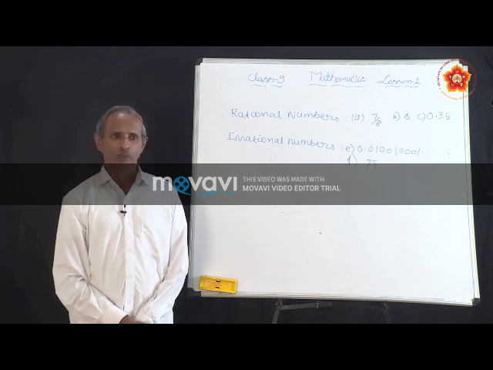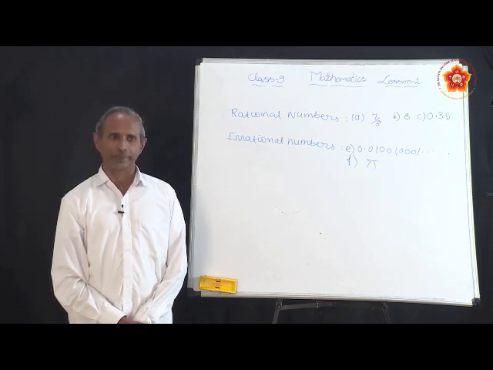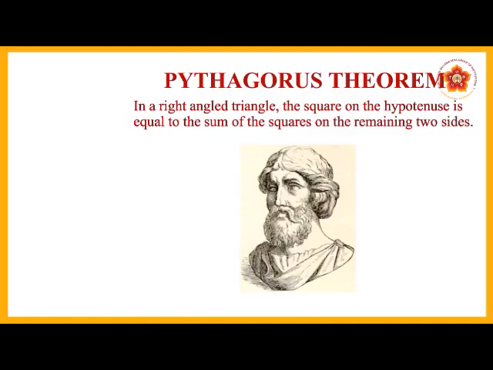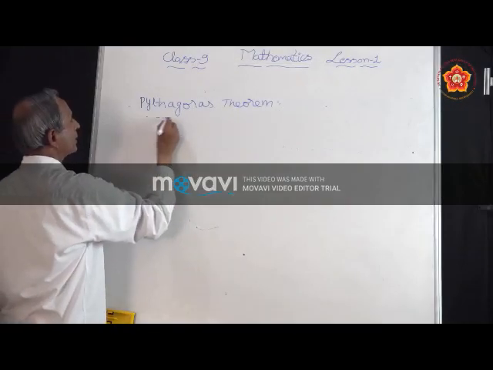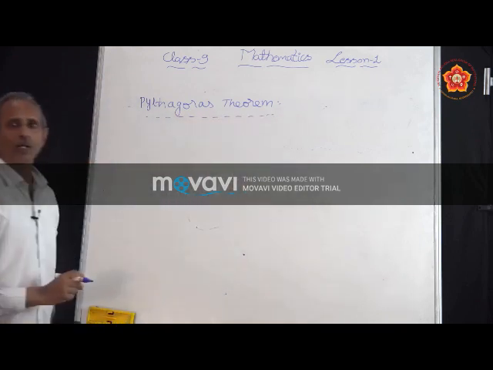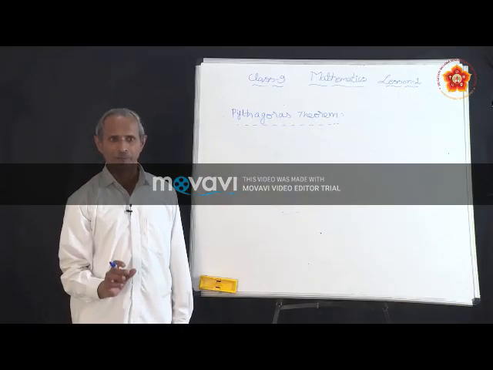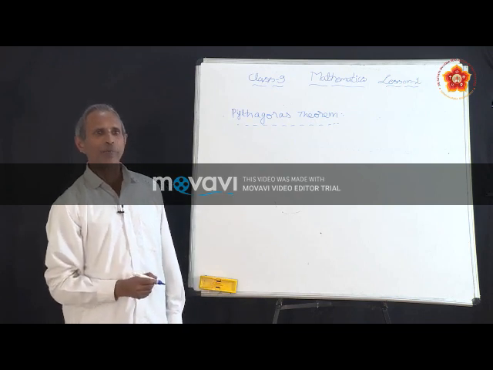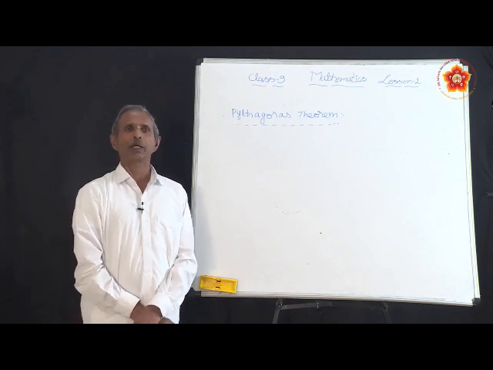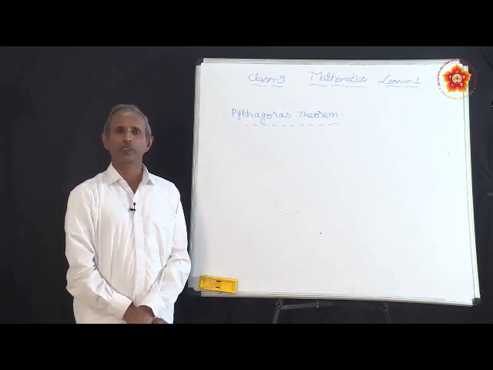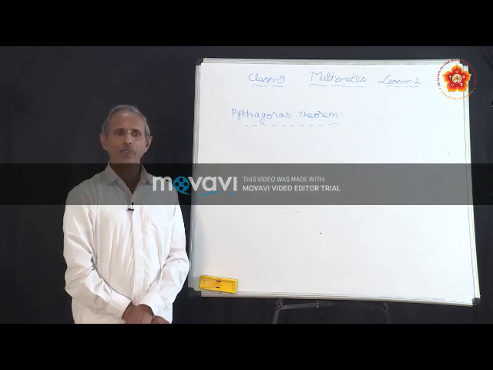Before going to locate irrational numbers on the number line, you should know about Pythagoras theorem. Pythagoras theorem is very familiar to you. Now let us discuss Pythagoras theorem. It is applicable only for right angle triangles. The statement of the Pythagoras theorem, as you already know: in any right angle triangle the square on the hypotenuse is always equal to the sum of the squares on the remaining two sides.